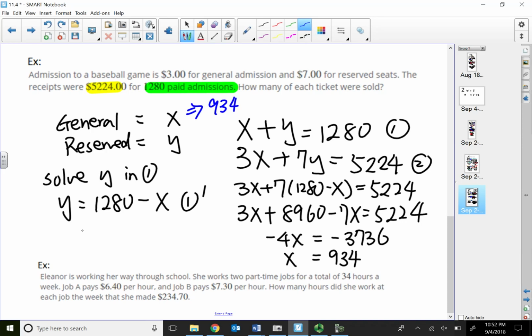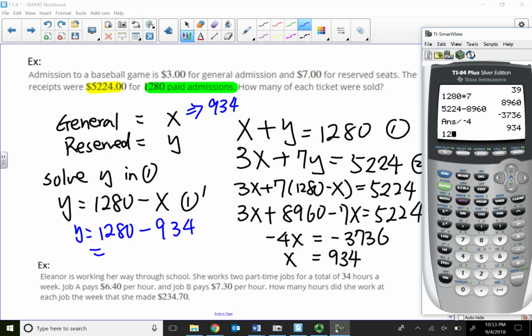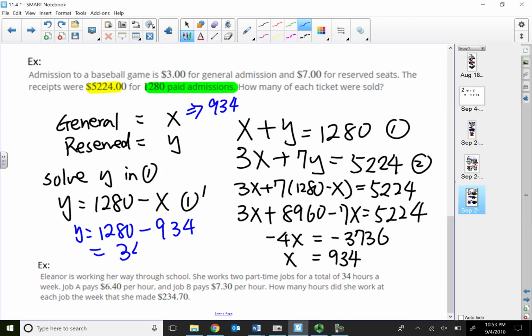So for the y, that will simply be 1280 total sold minus the general admission 934. 1280 minus 934 is 346. So I sold 346 for the reserved seats. All right, that's my answer for both of them: how many tickets were sold for each one.